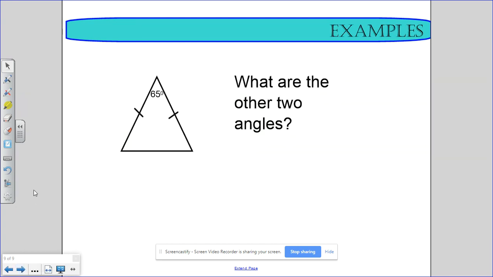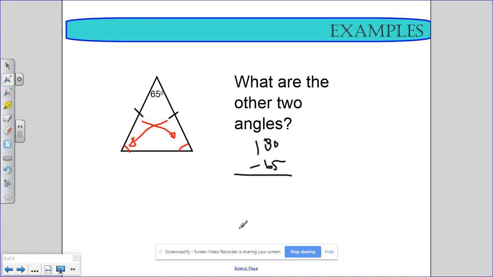Yeah, so one of our examples could be, what are the 2 angles? So, do we remember what these little lines mean? It means that our sides are the same. So if our sides are the same, this one looks at this angle and this one looks at this angle, that means that these 2 angles are the same degrees. Again, our triangle has to add up to 180. So I would take 180 minus 65.